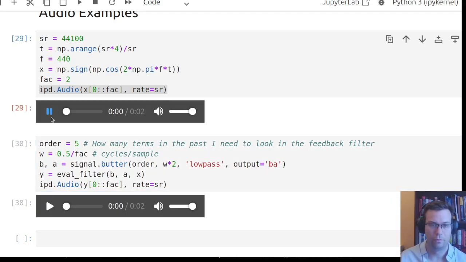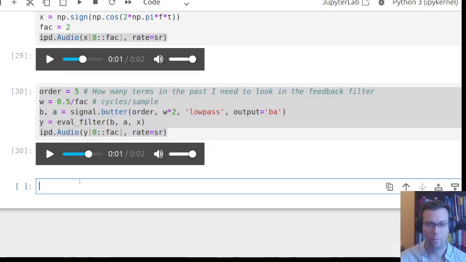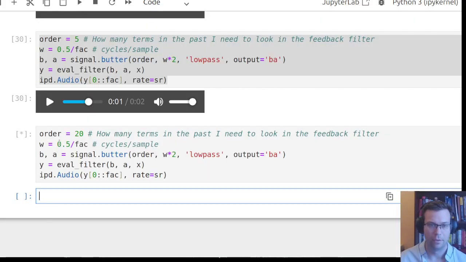So here's the original. Here's the result now after low pass filtering before taking every other sample. So you don't hear as much of the buzzing. Let's see if we go up in the order a little bit. Let me go up to maybe order 20. Let's see if we hear a difference.